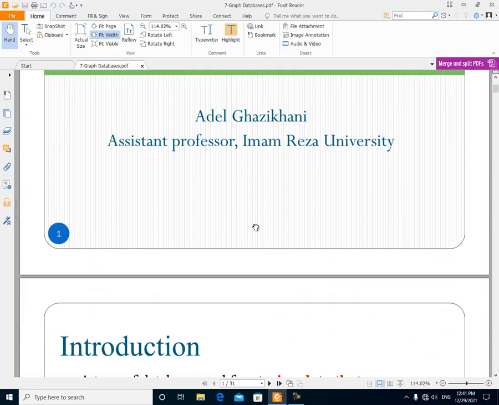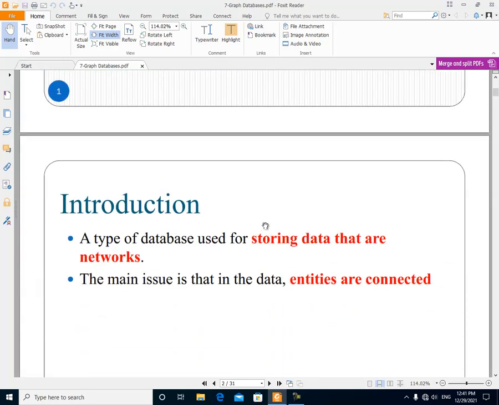In this video, I want to talk about the last type of NoSQL databases, which is the graph database. Graph database is a type of NoSQL database that could be used for storing data that is in the format of networks or graphs. The main point about this type of data is that we have some entities that are connected to each other.